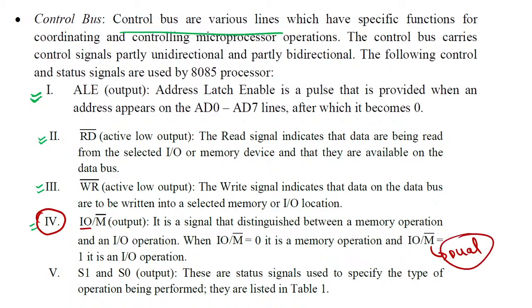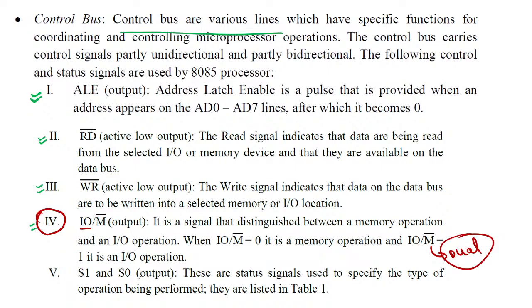IO/memory: you will see that IO is an active high signal. That means it will be activated on 1, and on 0 it will be deactivated and memory will be activated. So to differentiate between IO and memory operations, we have IO/M.